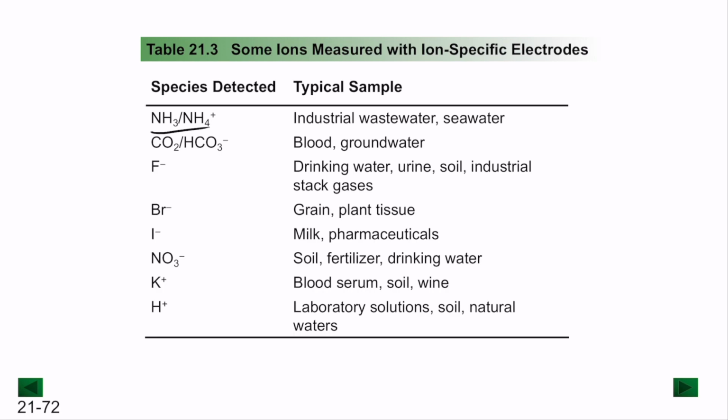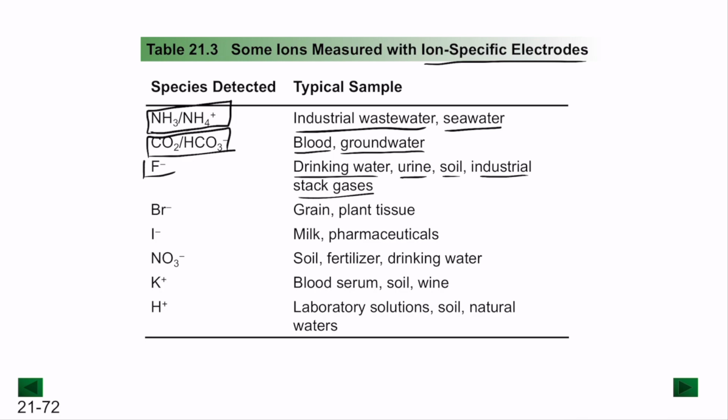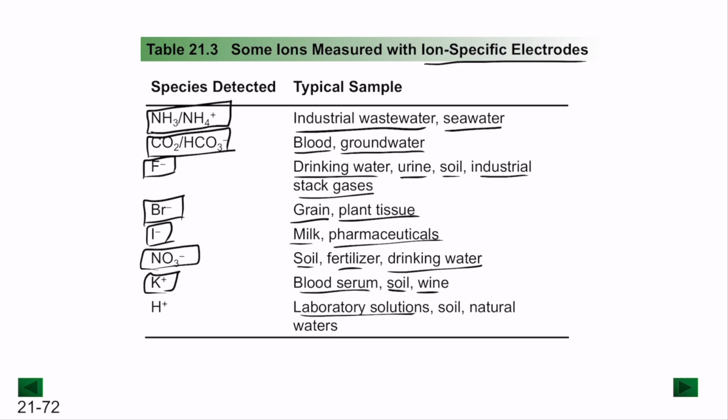Some ions are generally measured with ion specific electrodes. For example, industrial water, wastewater and seawater can be measured by using ammonia. Blood and groundwater can be done by using bicarbonate ion, and drinking water, urine, soil, industrial stack gases can be measured by using fluorine. Grain and plant tissue by bromine, milk and pharmaceuticals by iodine, soil, fertilizer and drinking water by nitrates, blood serum, soil and wine by potassium, laboratory solutions, soil, natural waters by hydrogen.